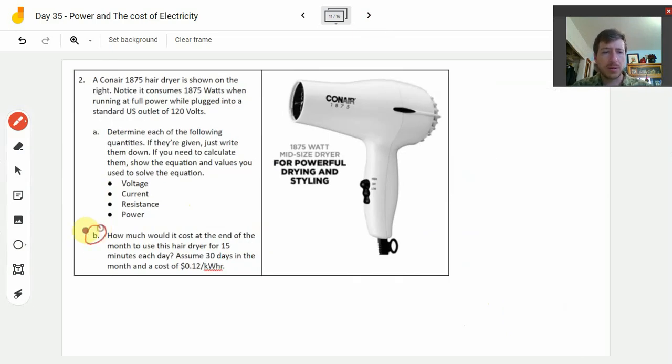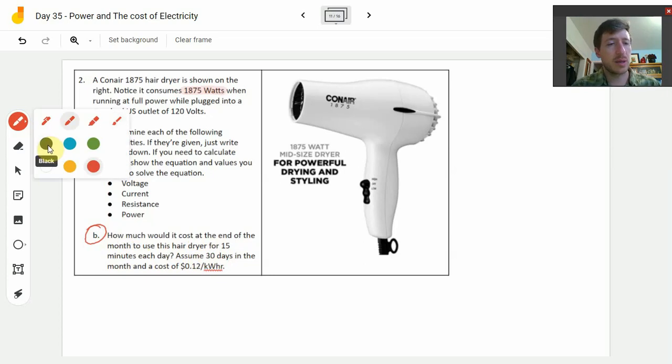Now if we look at part B, we know once again what its power usage is in this case, 1,875 watts, and we want to know at the end of the month, so we'll say 30 days in a month, if we use it for 15 minutes each day, how much would it cost us to actually run? So we go through our 4 steps, and this one is going to be nice. It's going to be in order, which is convenient.